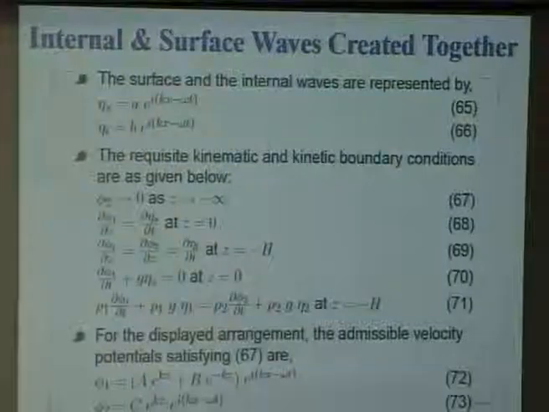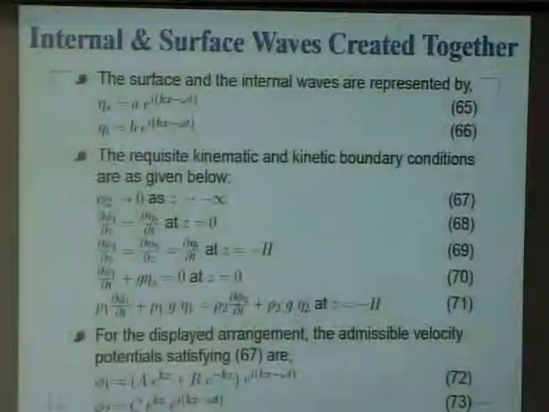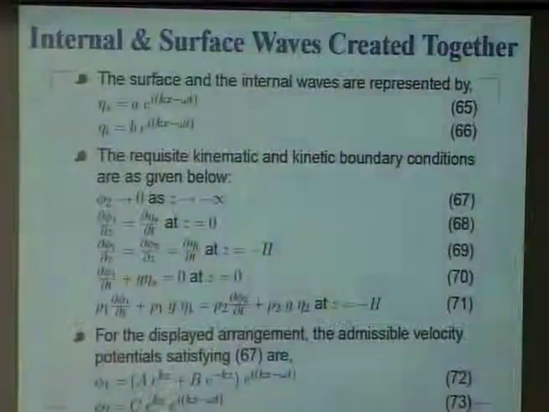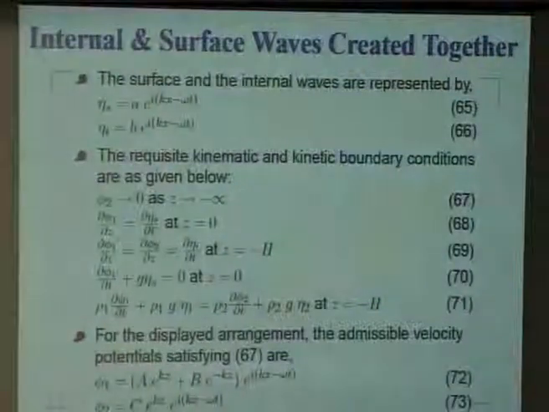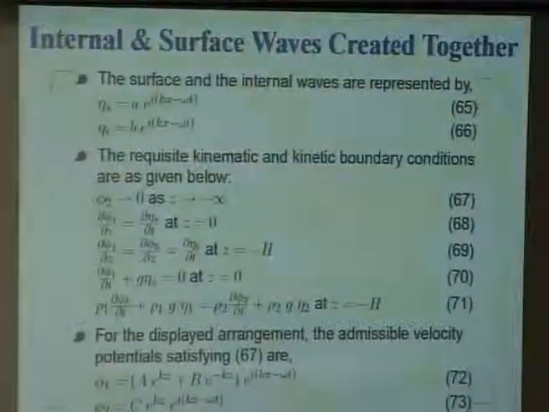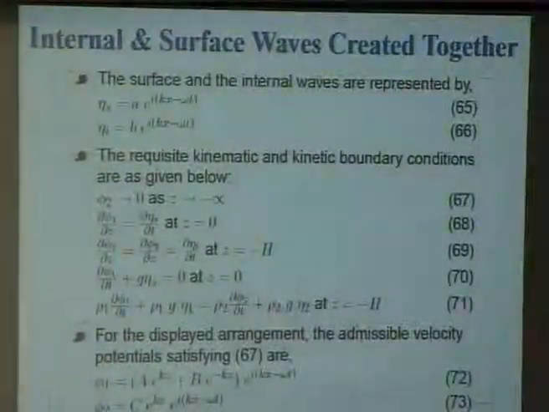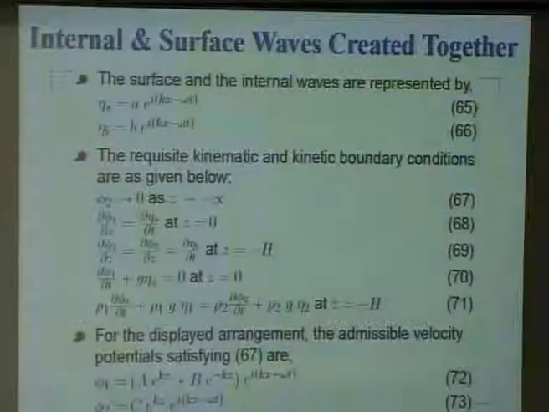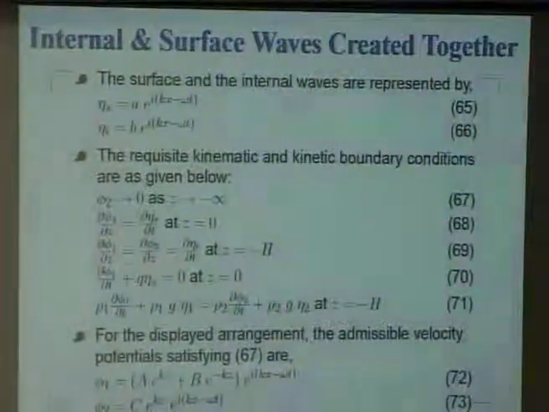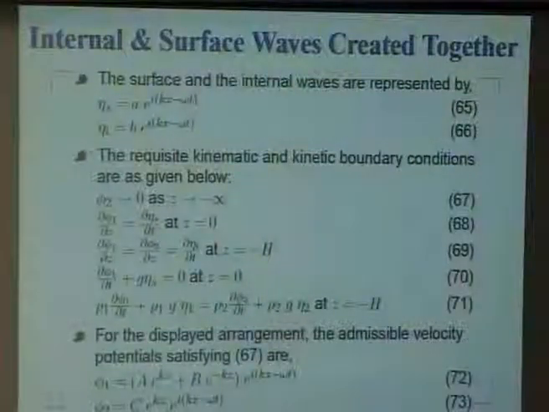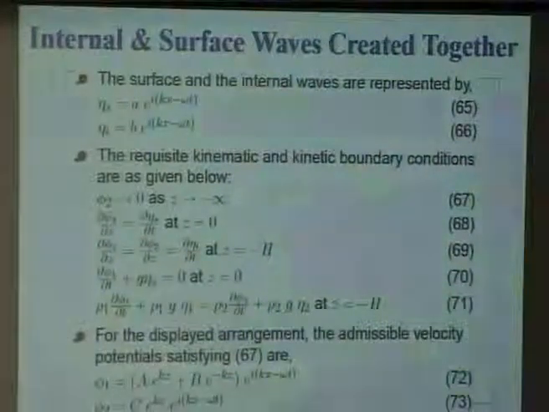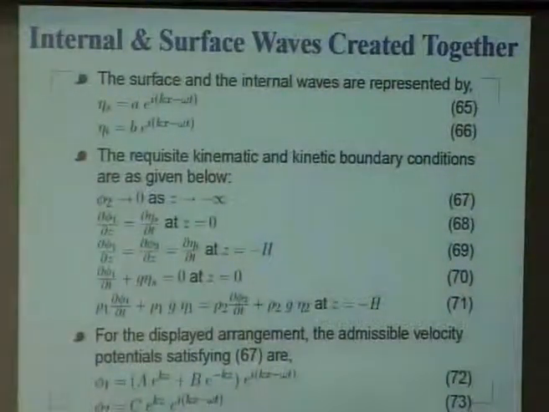For the lower liquid, you will have to say that the disturbance goes to 0 as you go far down. So, z going to minus infinity, phi 2 should go to 0. At the interface at the top, you should have this kinematic condition, del phi 1 del z equal to del eta s del t, and at the internal wave, you should have del phi 1 del z equal to del phi 2 del z equal to del eta I del t. Okay.